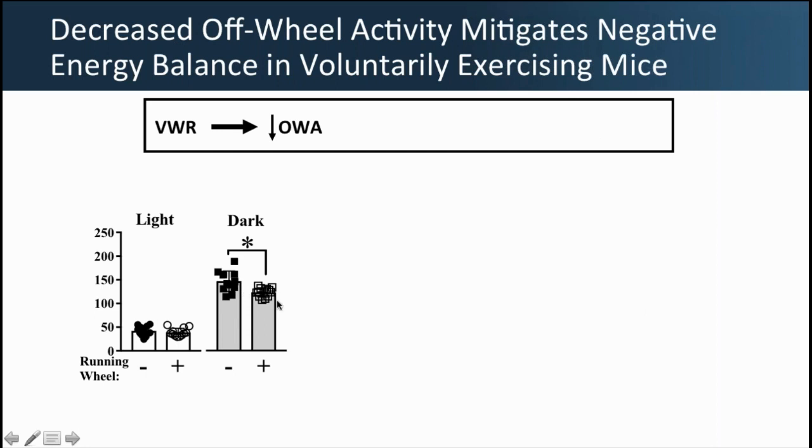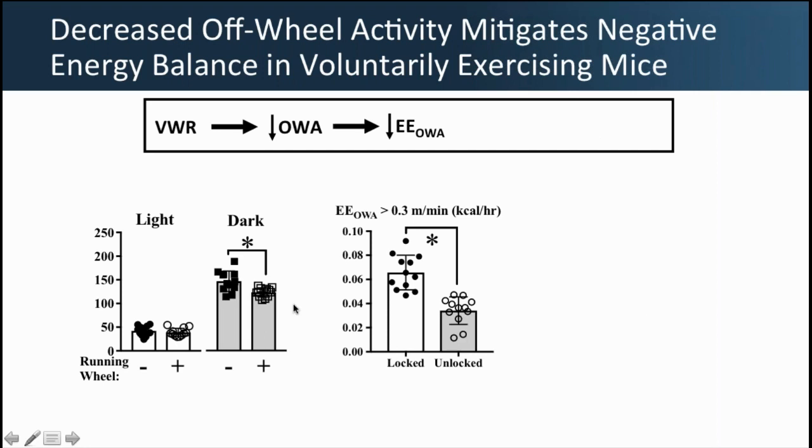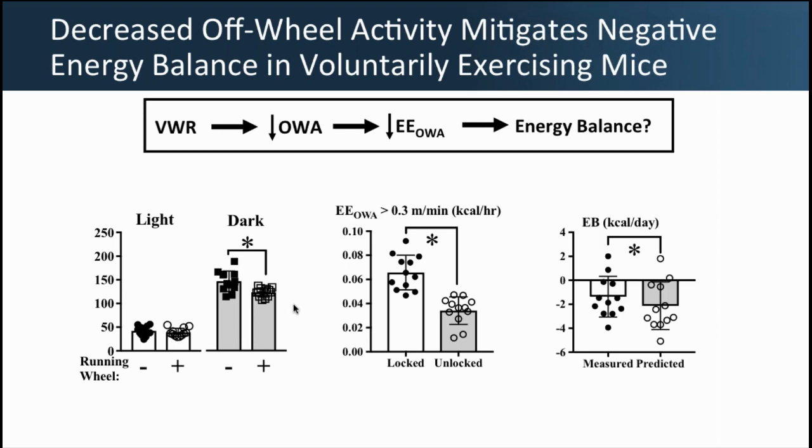So this is just to remind you that we see a drop in off-wheel activity. When we take the energy expenditure attributed to off-wheel activity at these high rates of speed, comparing when the wheel is locked to when the wheel is unlocked, we see about a 50% drop in that contribution. And that equates to about a 5% change in total energy expenditure, which may not seem like a lot, but when you calculate energy balance and you say, what is energy balance that we measured, and then what would energy balance be predicted to be if there was no drop in off-wheel activity? If off-wheel activity were retained, then what would energy balance look like? And what it comes out to be is about a 45% difference in energy balance.